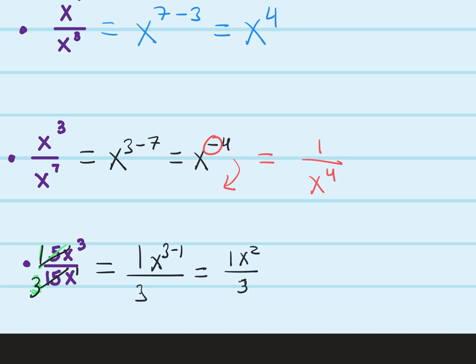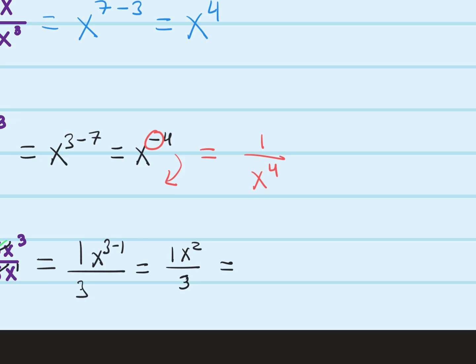Now, if in your final answer you get a coefficient of 1, you don't have to write it. So this is the same as saying x squared over 3. It's the exact same thing. Now, you're not going to get points off if you leave the 1 out front. It's just a little bit redundant. You don't need to write it. All right, so this should be your final answer.